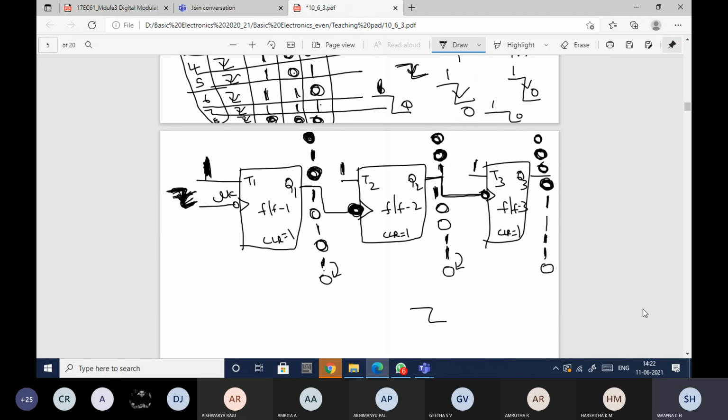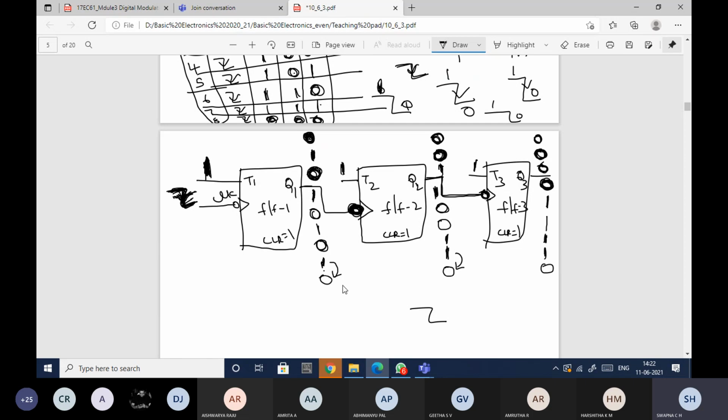Initially, I'll make the counter value equal to 0. As the people start coming into the class, the sensor will sense that and it will increment the count. This is one of the applications. Practically, I'm telling you, this is one of the applications.